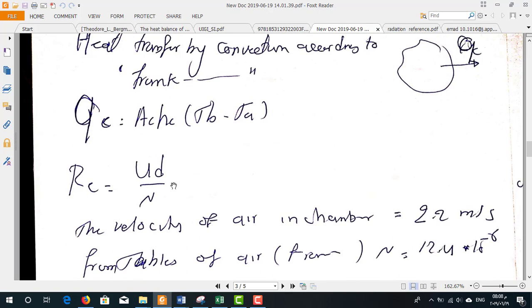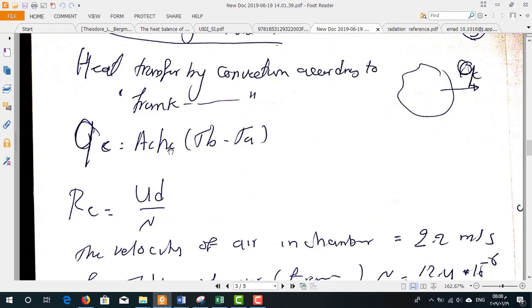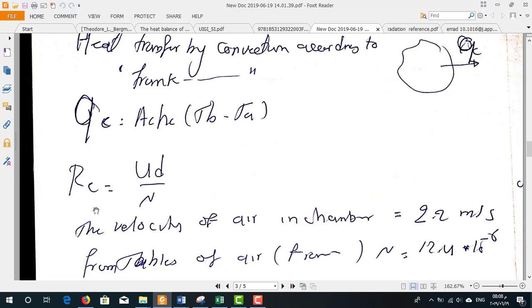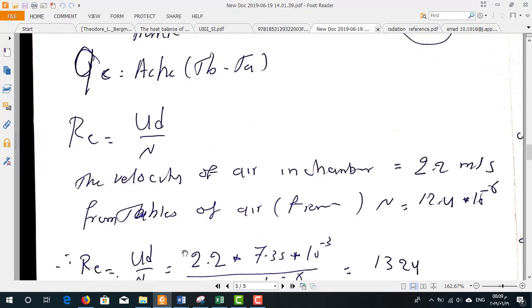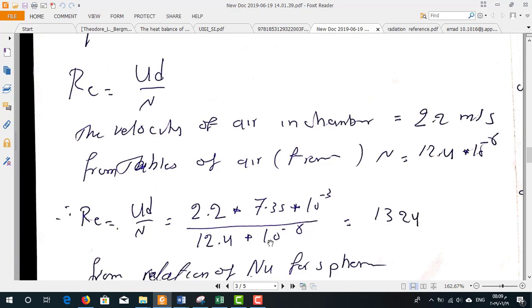surrounding. Okay. To have the HC, the heat transfer coefficient, we must determine the Reynolds number, and the Reynolds number is given by this relation. Reynolds number equals U multiplied by D over nu. U is the velocity of the air around the sphere, and it is equal to 2.2, measured by a measurement device, and D is the diameter of the sphere, and from the table of air in Franco-Corbera we can have this value. So the Reynolds number equals 1324.